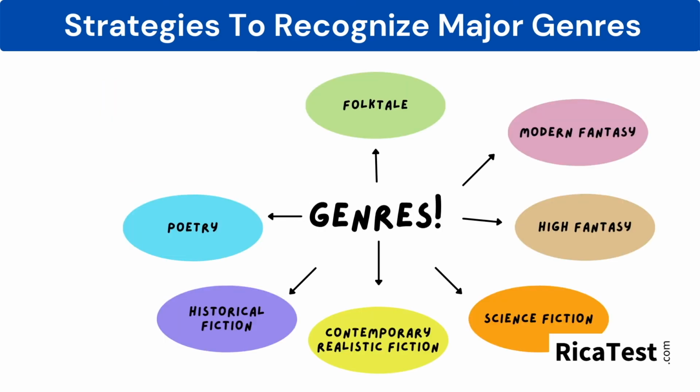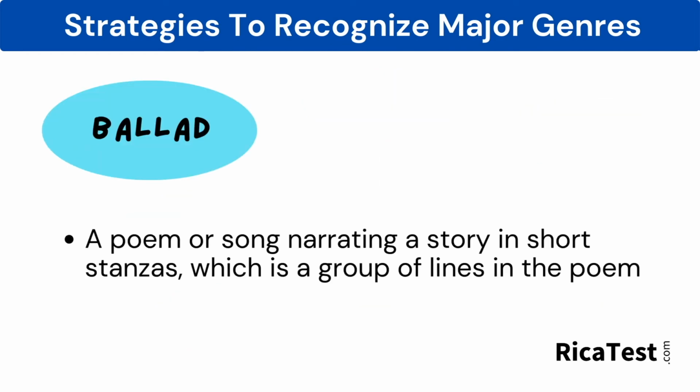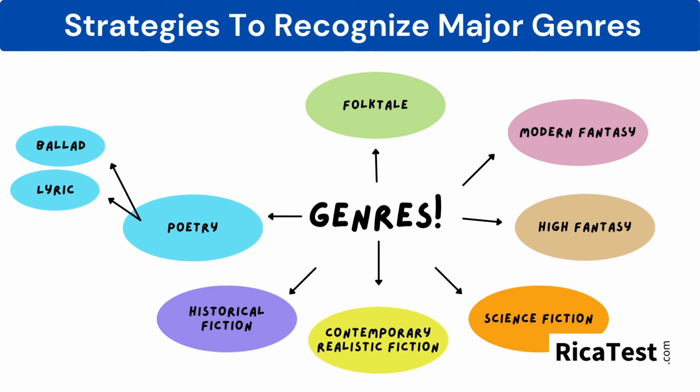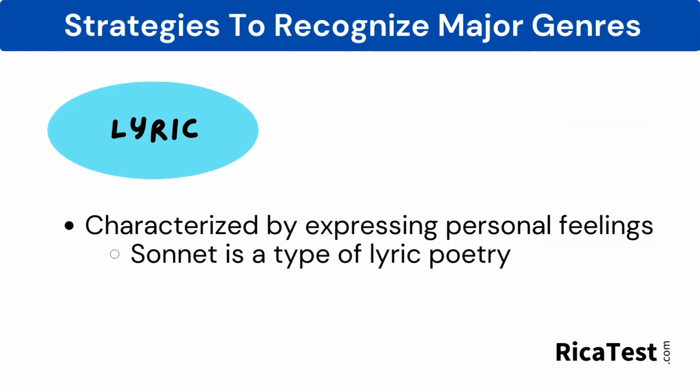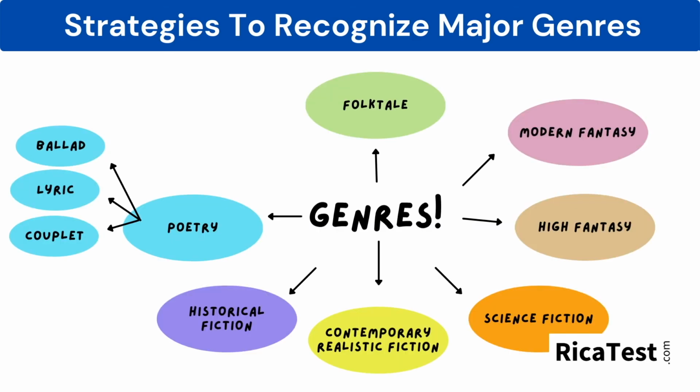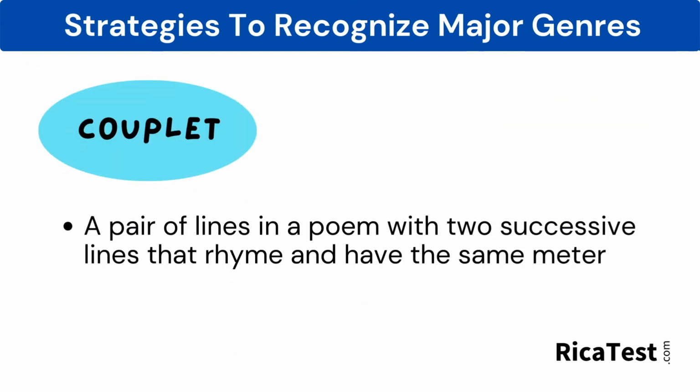Next, we have poetry. And within poetry, that includes ballads, which is a poem or song narrating a story in short stanzas. A stanza is a group of lines within the poem. And poetry also includes lyrics. So, lyrics are characterized by expressing personal feeling. For example, a sonnet is a type of lyric poetry. And now we have couplet, which is simply a pair of lines in a poem with two successive lines that rhyme and have the same meter.